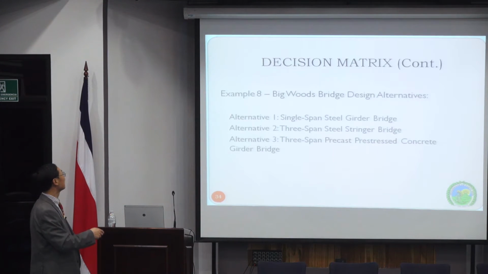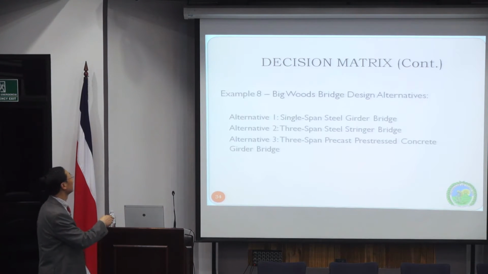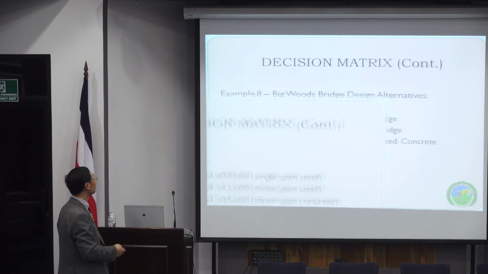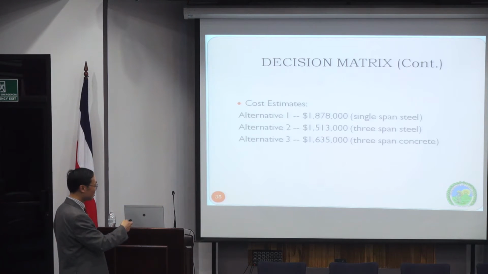So I'll give you an example. A bridge has 3 design alternatives. One is a single span, steel girder. Another is a 3 span, steel girder. Another is a 3 span, precast concrete girder. Then I develop, basically, they have different cost estimates.